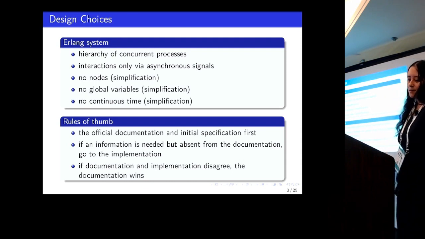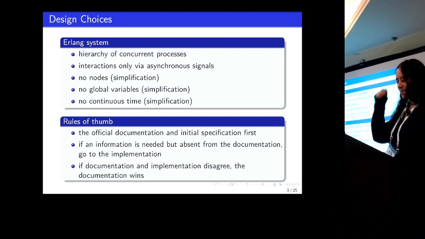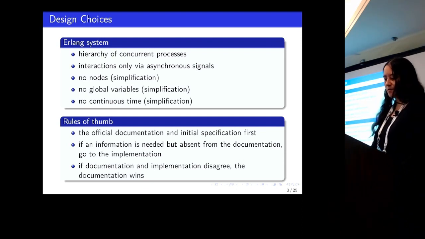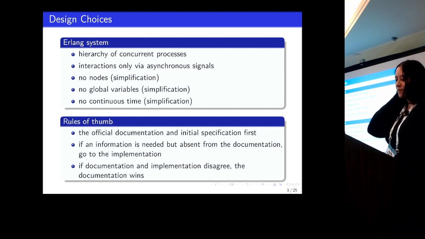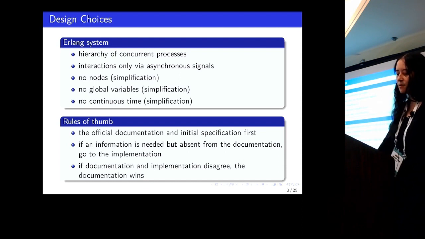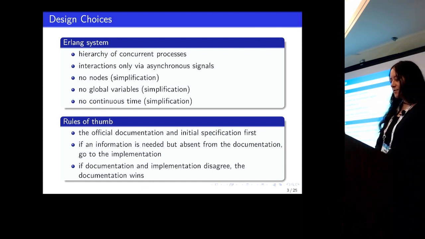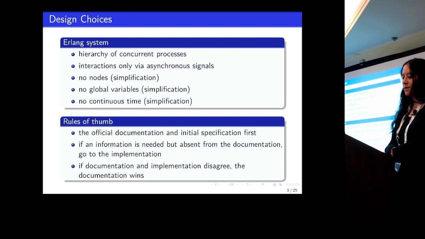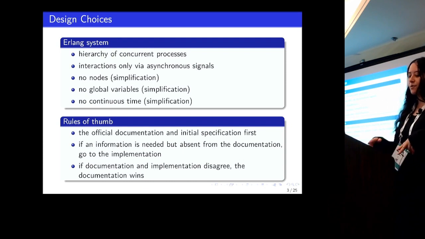Our main reference is the official Erlang documentation and the initial specification for Core Erlang written by Carlsson. If we need an information but the information is absent from the documentation, we are using the implementation. And if the documentation and the implementation disagree, we use the documentation.